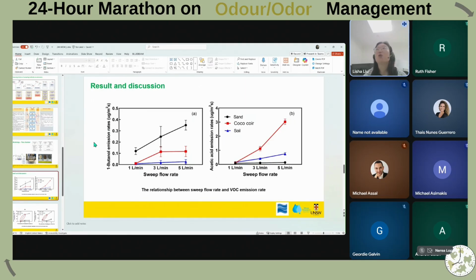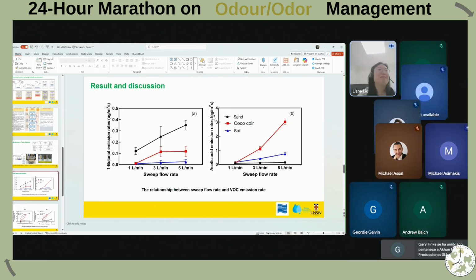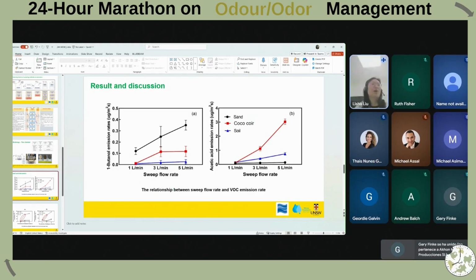You can see the relationship between the sweep flow rate of the flux chamber and the VOC emission rate. Generally, all the results exhibit a uniform trend where the emission rate increases with a higher sweep flow rate. That makes sense because when you have a higher flow rate, you generate more turbulence at the surface of the dry media, which improves the mass transfer of the gas. That's why it leads to a higher emission rate.